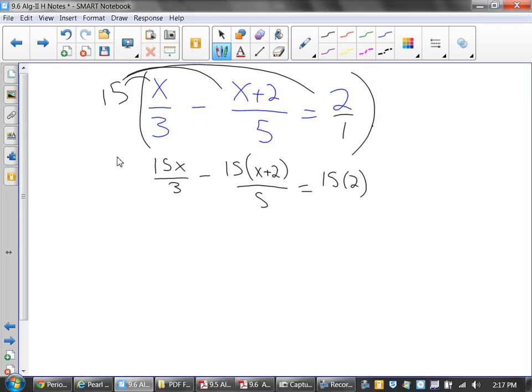Again, each of those terms will now be able to be simplified prior to combining like terms. What's 15 over 3? 15 over 5. And what's 15 times 2? 30.